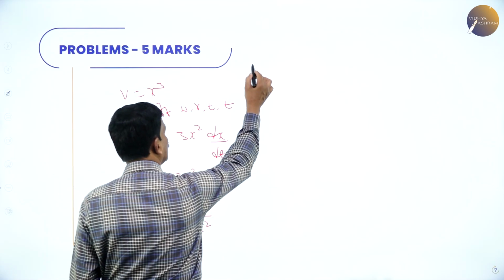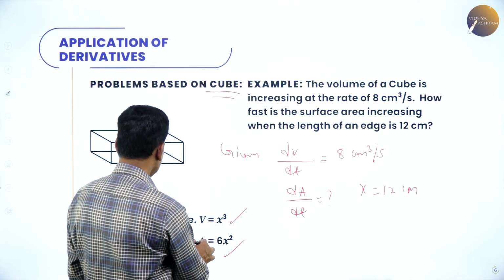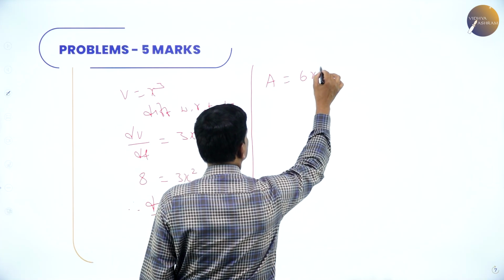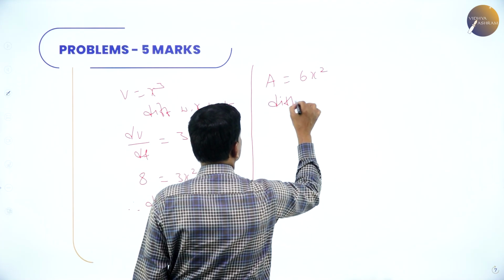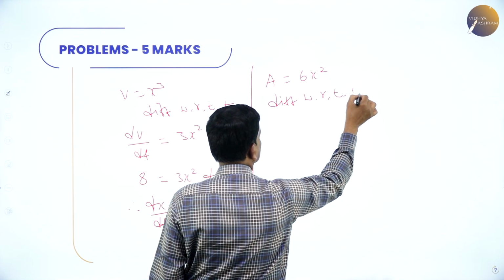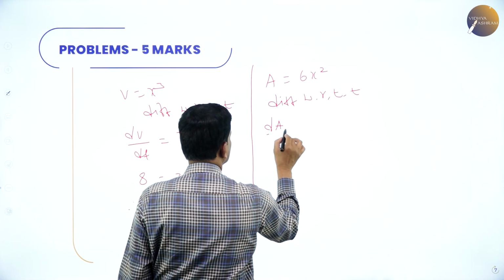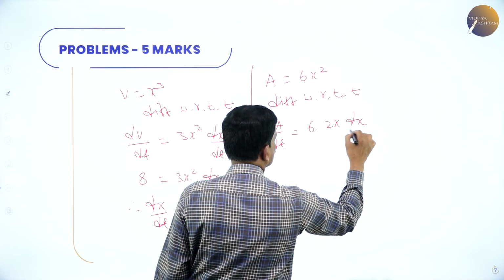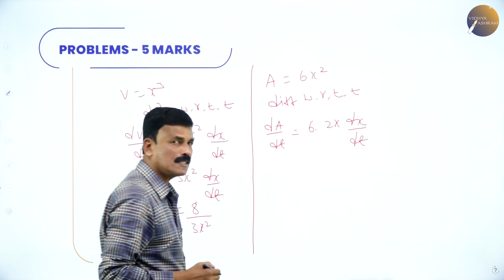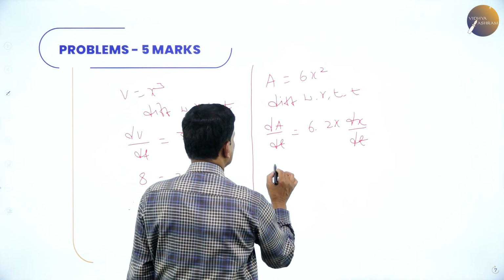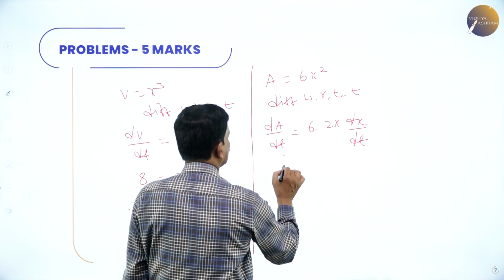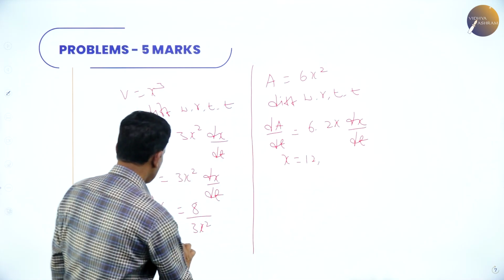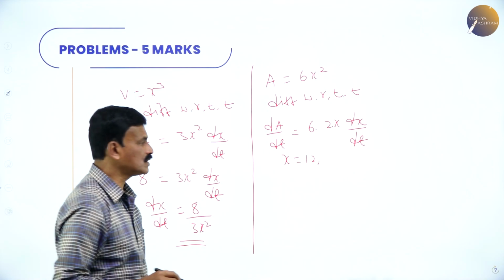Now, on the other hand, what is the surface area? Surface area A is equal to 6x square. Differentiate with respect to t. If you differentiate with respect to t, what you will get? dA by dt is equal to 6 into differentiation of x square is 2x into dx by dt. Now, just substitute the value. What is the value of x? x is equal to 12 and dx by dt is equal to 8 by 3x square.